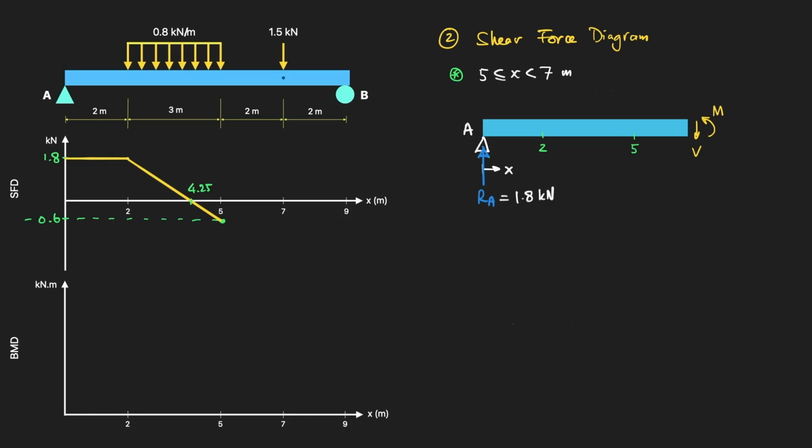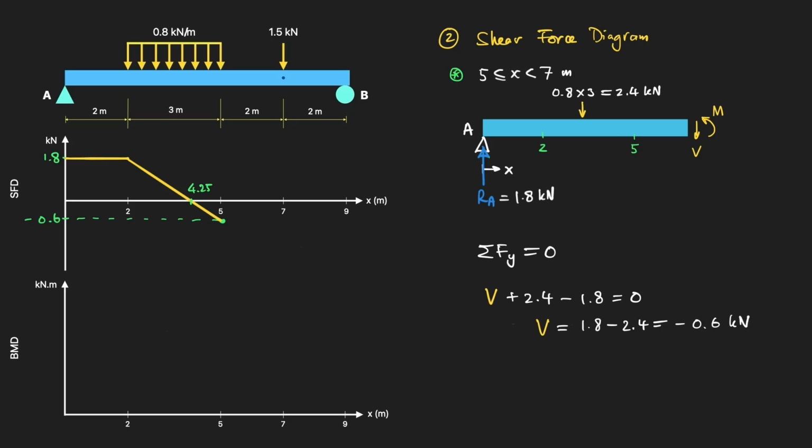For the third segment, we have passed beyond the distributed load, and so we can replace it with a single equivalent load at the midspan between 2 and 5 meters: 0.8 times 3 equals 2.4 kilonewtons. Again, sum of vertical forces equals 0. We have V plus 2.4 minus 1.8 equals 0. And so V equals 1.8 minus 2.4, equals minus 0.6 kilonewtons. So it is a constant minus 0.6 across this segment.